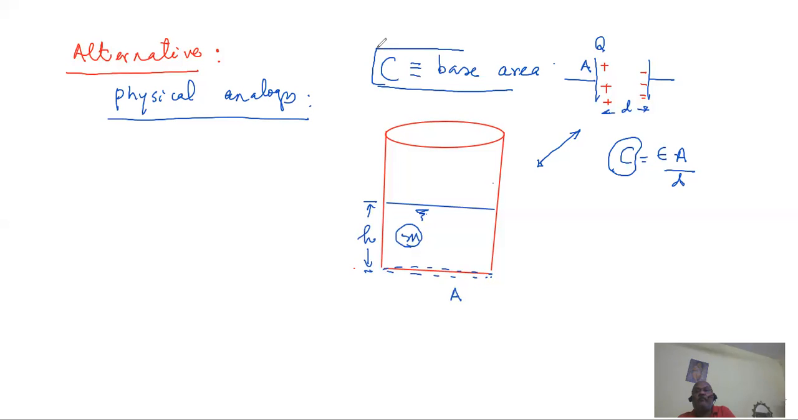I am not giving you the idea of why, answer why. You have to find it yourself. If you are not clear, then you can write it in the comment section. I'll be clarifying it in my subsequent videos on electricity. So for the time being, you consider capacitance as the base area of the container.